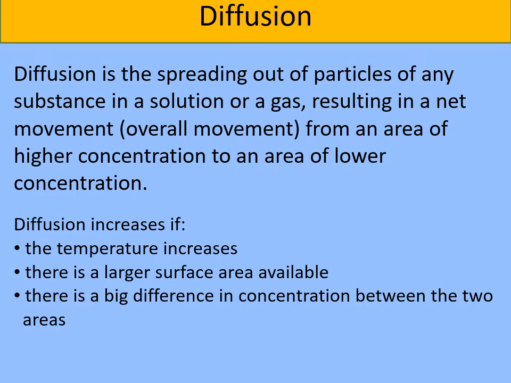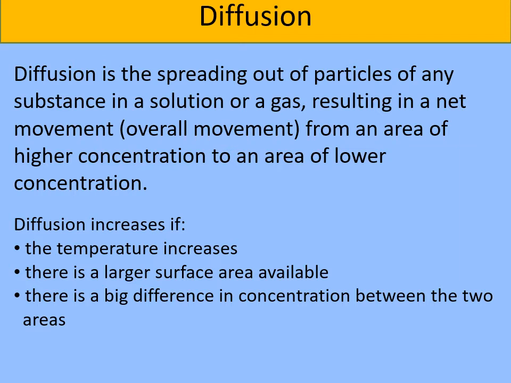So what do we mean by diffusion? How can we define diffusion? Thinking about that perfume that was sprayed in one corner of the room, diffusion is the spreading out of particles, for example the perfume particles, of any substance in a solution or a gas, resulting in a net movement. Net just means overall, an overall movement from an area of high concentration to an area of lower concentration.